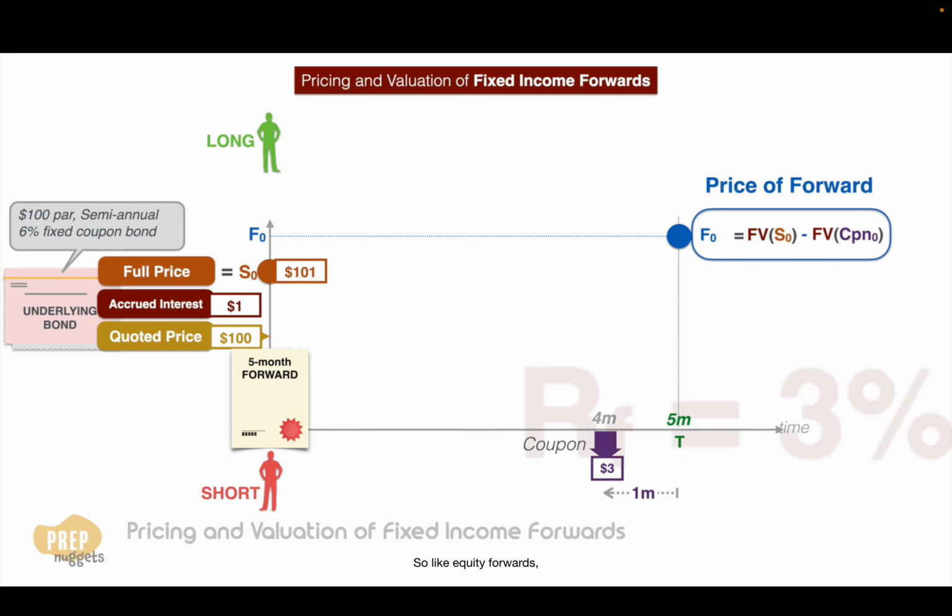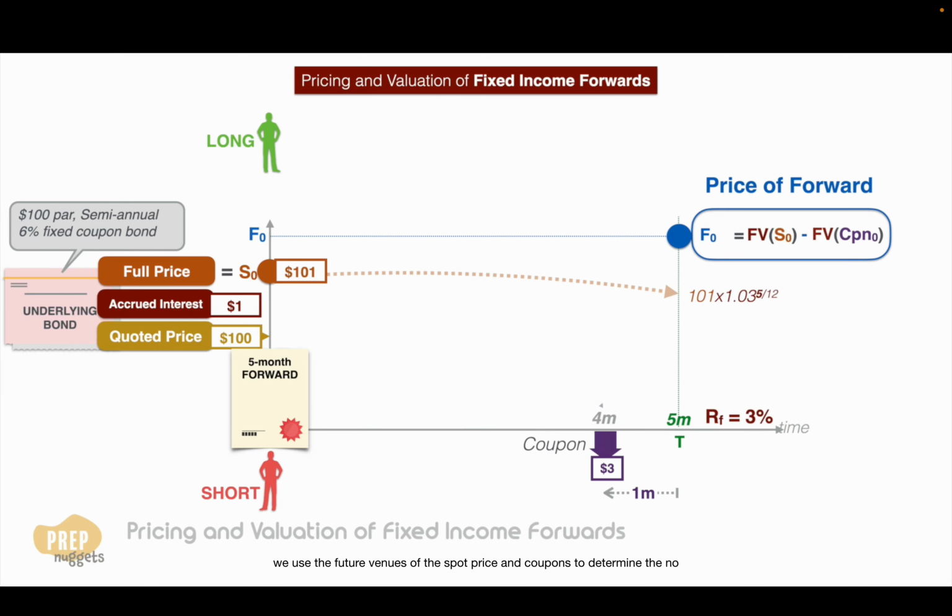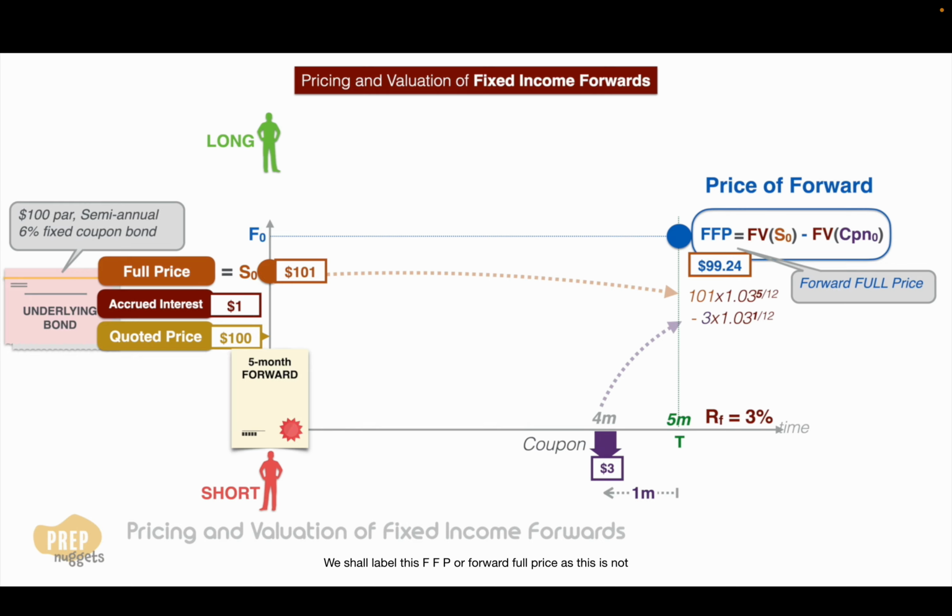So like equity forwards, we use the future values of the spot price and coupons to determine the no arbitrage price using the risk-free rate of 3%. This works out to a future value of 99.24. We shall label this FFP, or forward full price, as this is not exactly the forward price of the contract. You should note that this is not an official term, just something we came up with to avoid confusion. Primarily, the FFP includes accrued interest as it is based on the full price of the bond at initiation.